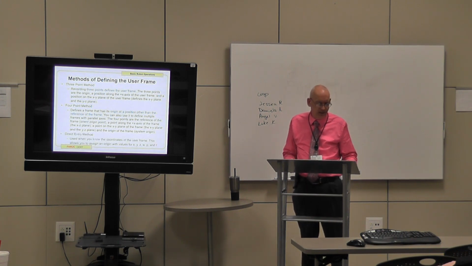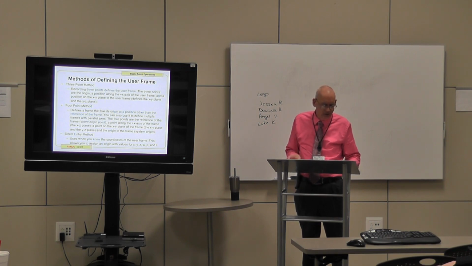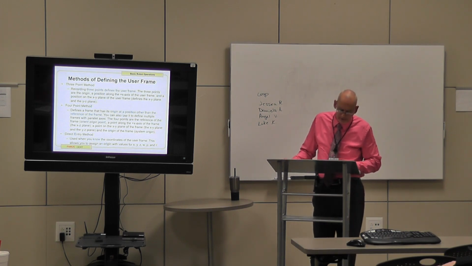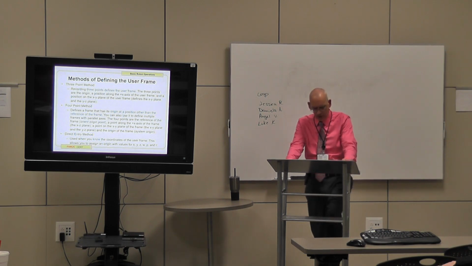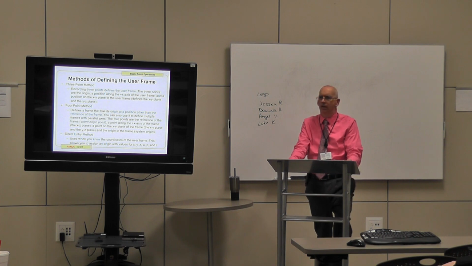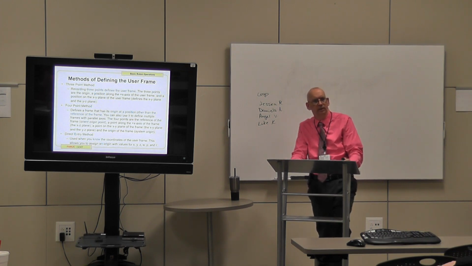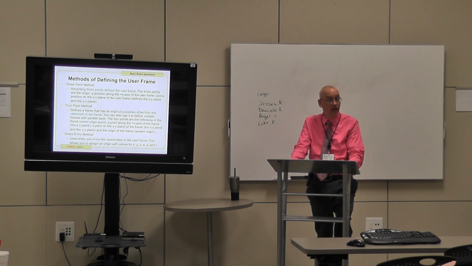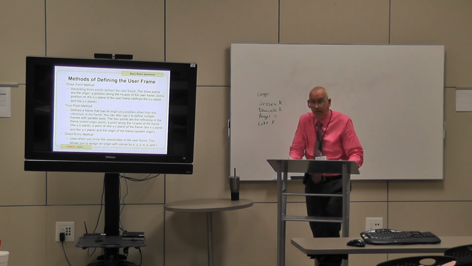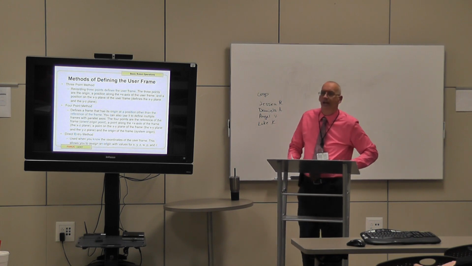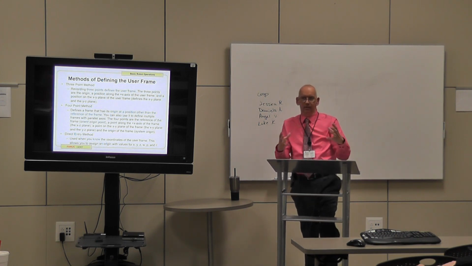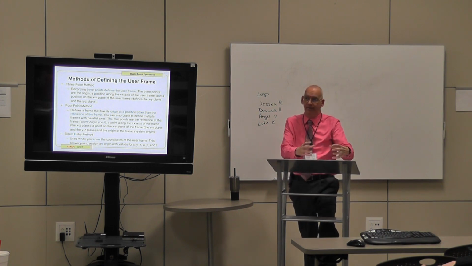The last one would be our direct entry method, and it is used when you know the coordinates of the user frame. This allows you to assign an origin with the values for x, y, z, yaw, pitch, and roll. Okay, this is where you know the information, and you can just directly input it into the software. We're not going to do that. We're going to make our own frames because each one of you is going to have a different type of frame. Okay? You're going to be assigned your frame. That's pretty cool, right? And you're going to have to remember that frame because from that point on, your particular box is going to have to be in that frame all the time.